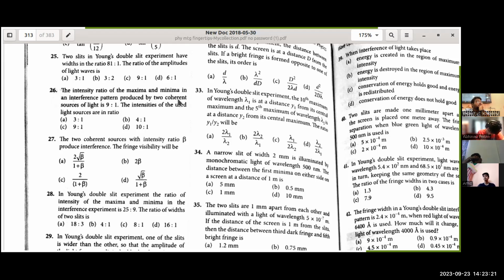Now look at fringe visibility. What is fringe visibility? Fringe visibility is I max minus I min divided by I max plus I min. So be careful with the formula. It is again I max minus I min divided by I max plus I min. This is fringe visibility.